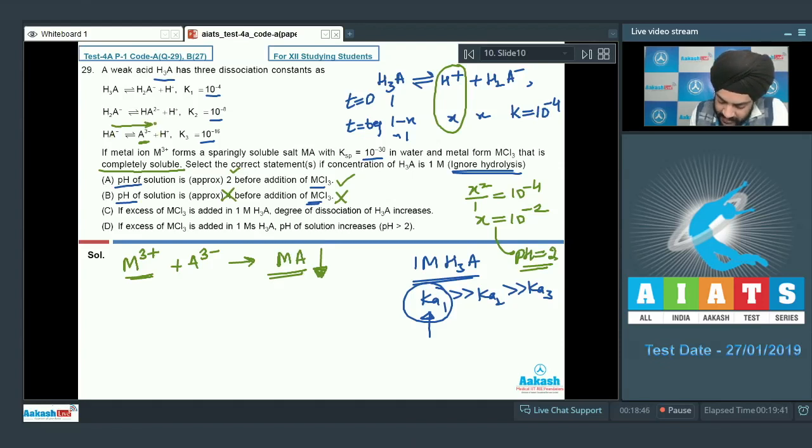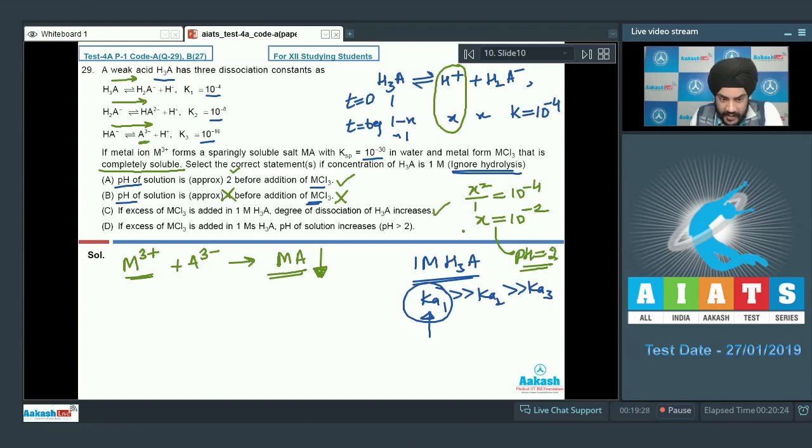Now when this shifts forward, the other two equilibriums will also shift forward due to consumption of the product. So we can say that the degree of dissociation of H3A has increased. So students, the statement given in option C is correct. Due to addition of excess MCl3, the degree of dissociation of H3A will increase due to the consumption of the A3 minus ions, which will drive all the other equilibriums in the forward direction.